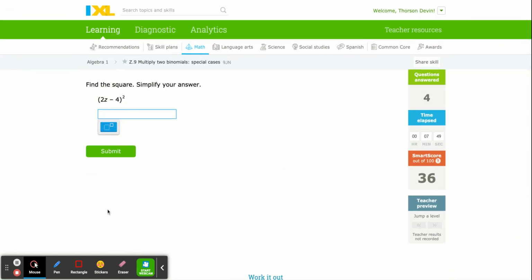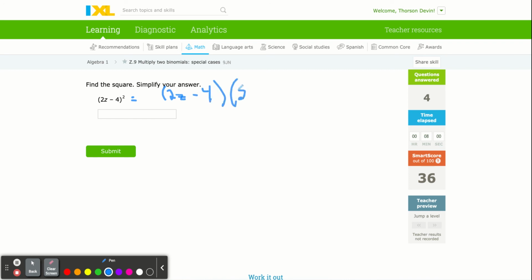Okay, write that out as 2 separate. Again, I'm not going to do it completely for you, but write it as a 2z minus 4 times another 2z minus 4. And then remember to do first times first, first times last, last times first, and last times last. And you will get your final answer.